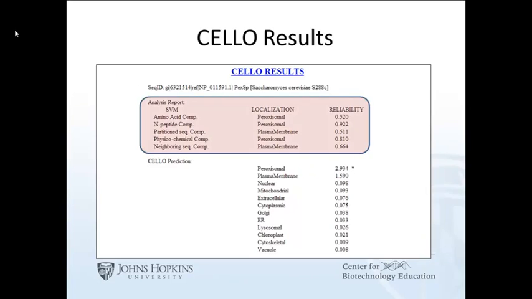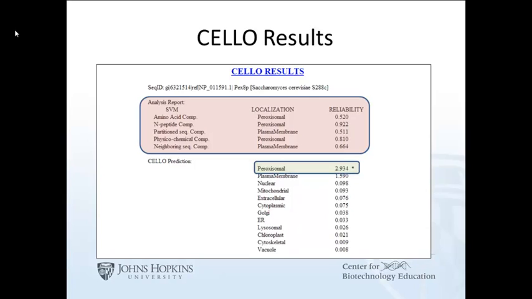Cello offers 5 different parameters to make its prediction. The amino acid composition, the N-terminus, and the physicochemical properties suggest that this protein goes to the peroxisome. Based on examination of the partition sequence and neighboring sequences, it appears to be a plasma membrane protein.